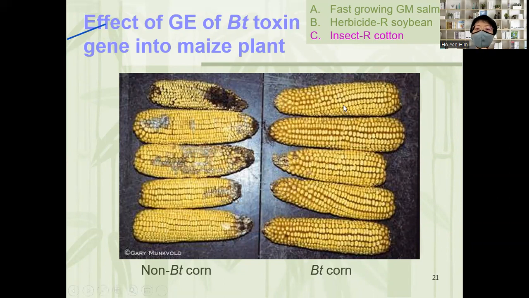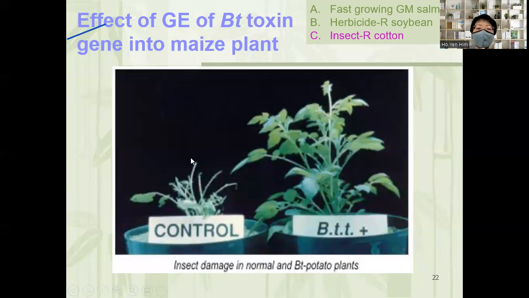Because this one is a BT corn, especially GMO corn, right? This one is non-BT corn. Now, what is BT? You ask me, teacher, what's BT? Now, let's look at here first.